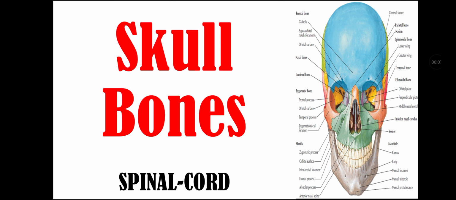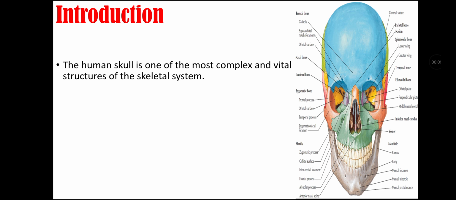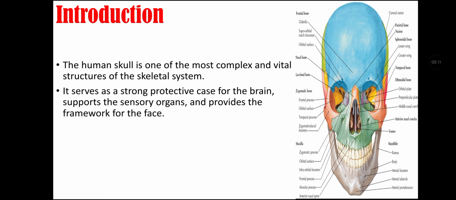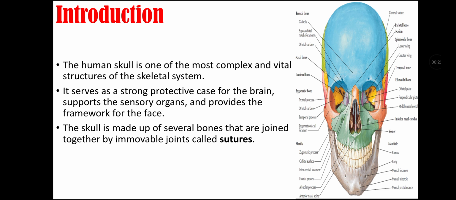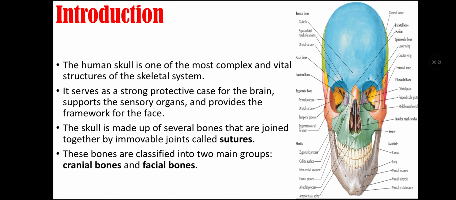So let's start our topic with introduction. The human skull is one of the most complex and vital structures of the skeletal system. It serves as a strong protective case for the brain, supports the sensory organs and provides a framework for the face. The skull is made up of several bones that are joined together by immovable joints that are called sutures.